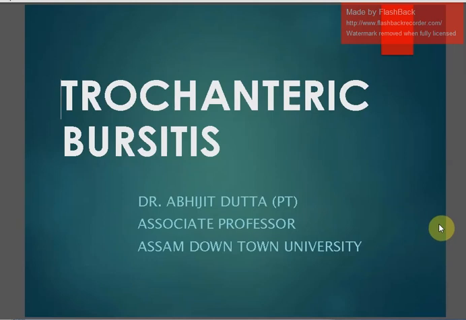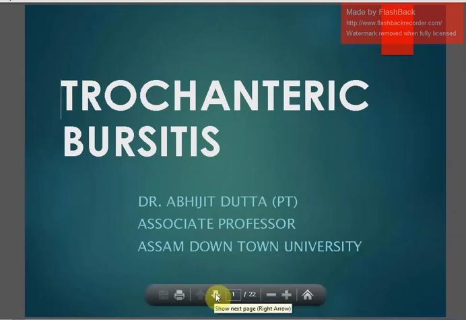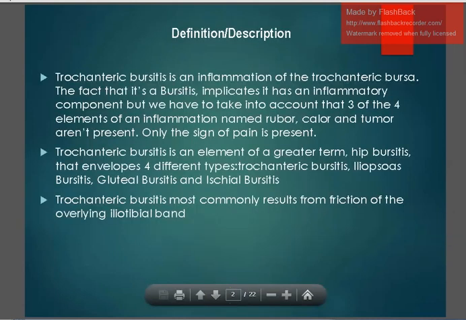Okay, students, so let us discuss the topic trochanteric bursitis. Trochanteric is associated with the greater trochanter, the hip joint, and the femur bone, and bursitis, as the name suggests, is the inflammation of a bursa. So, let's see what happens actually in this condition. Trochanteric bursitis is an inflammation of the bursa.